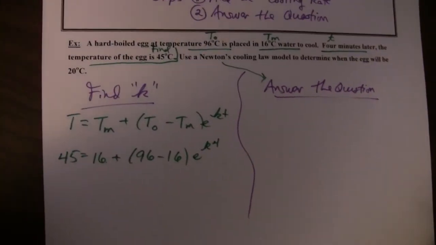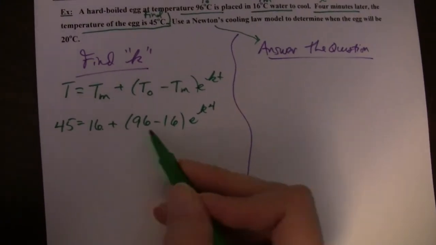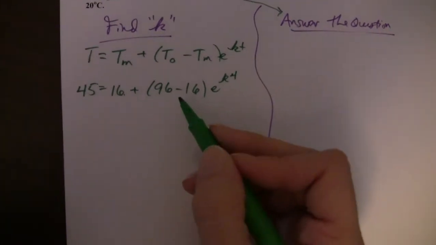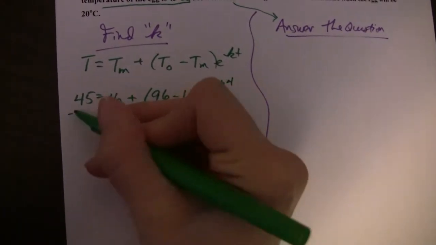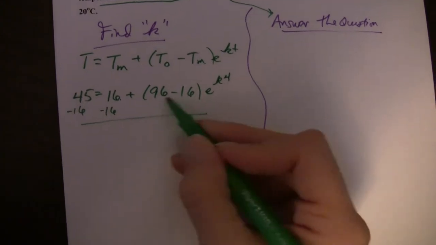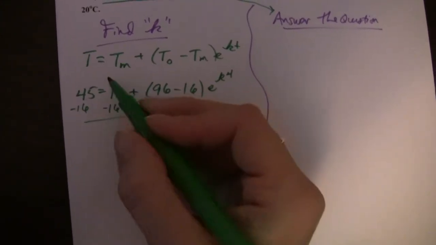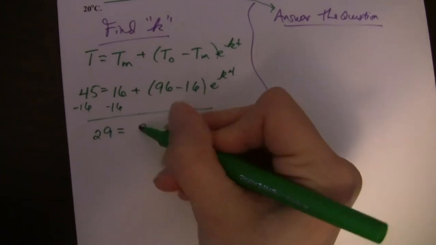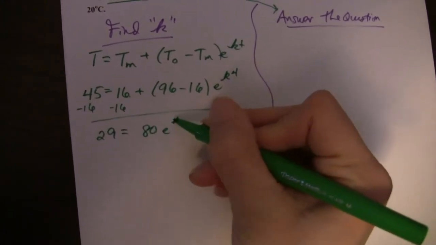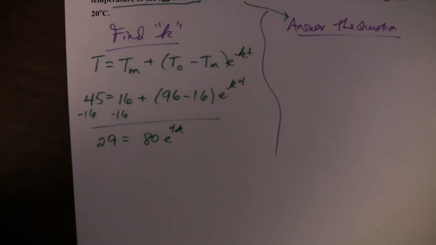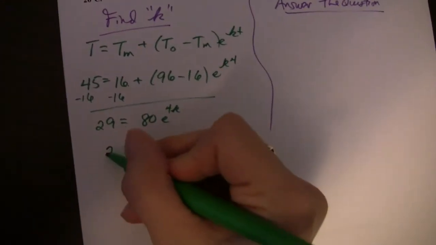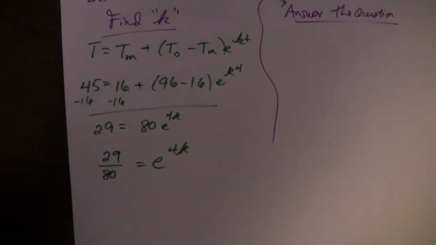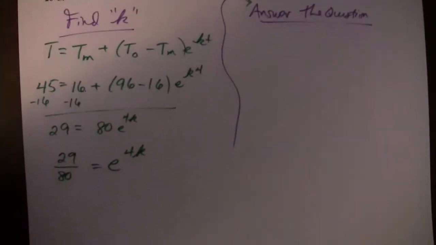All right, it's time for baby algebra. Can we put these two numbers together real fast and make an 80? Well, in this case, yes, because of the parentheses. Okay, so what I'll do first is subtract 16 from both sides, and I'm going to go ahead and write an 80 there. So 45 minus 16 is 29 equals 80e to the 4k. And then we'll divide both sides by 80. So 29 over 80 equals e to the 4k. I don't think there's any more baby algebra that we can do.